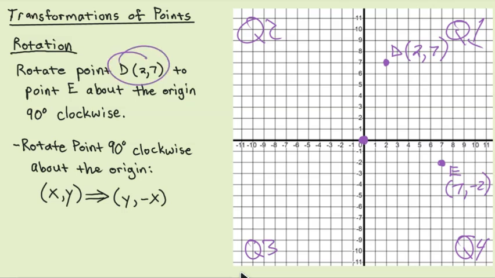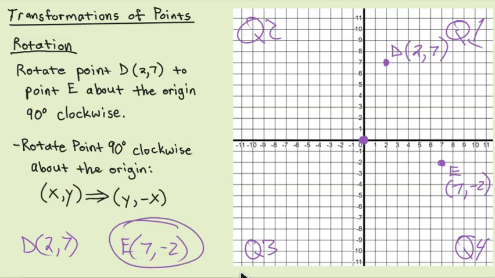If we say rotate point 2, 7 by 90 degrees, well, I know that the point 2, 7, if this is the point D, then for point E, I'm just going to take the Y value and put that first, comma. I'm going to take the X value and make it negative, -2, and we know that the rotation is 7, -2. Let's try another example.